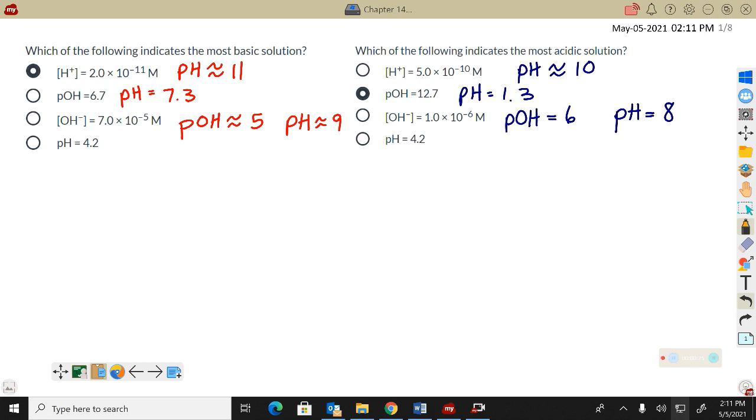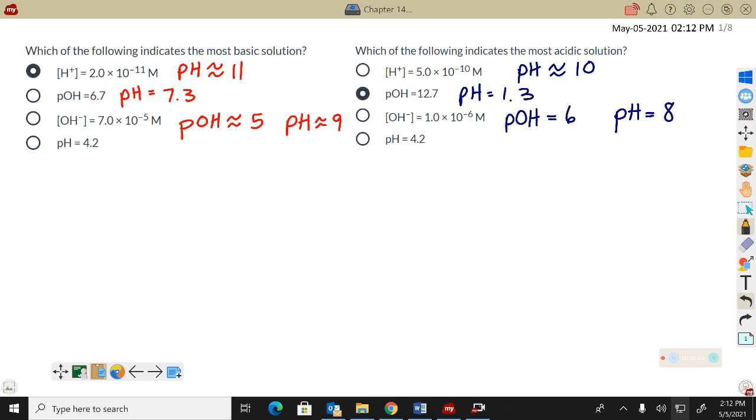So if I knew the hydrogen concentration, then I knew the pH would be close to the opposite exponent. So in the example on the left in red, the pH would be close to 11. pH plus pOH equals 14. So I was able to subtract and get a pH of 7.3 for the second one. The third one I had to do a little more work. So I estimated the pOH to be about 5 and then subtracted that from 14 and got about 9. And then finally I had a pH of 4.2. So the most basic should be the highest pH.